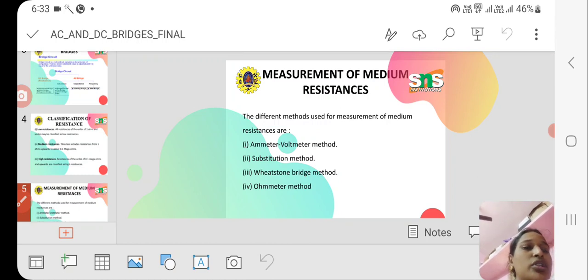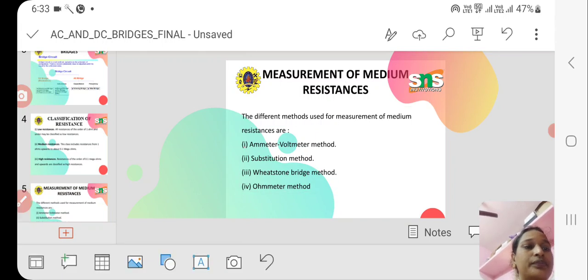As far as bridges are concerned, they are classified based on the measurement of resistance and its value. If you are using bridges to measure a medium resistance, then certain methods will be followed. The different methods used for measurement of medium resistance are the ammeter voltmeter method, substitution method, and Wheatstone bridge method, which is a very efficient and commonly used method, and then the ohm meter method.